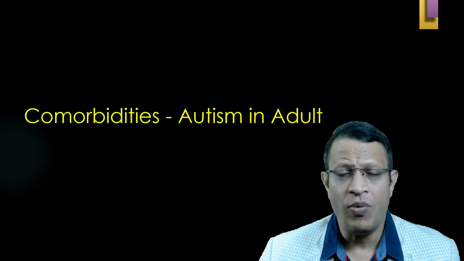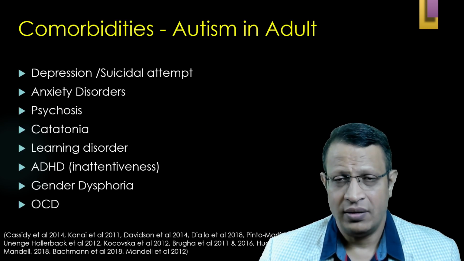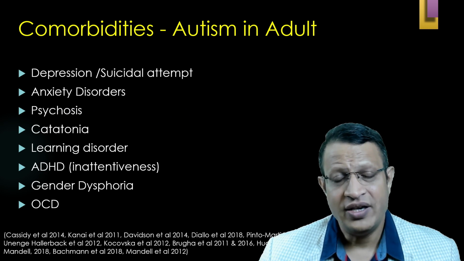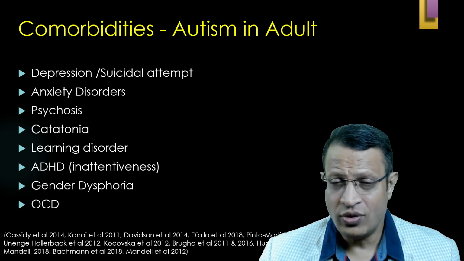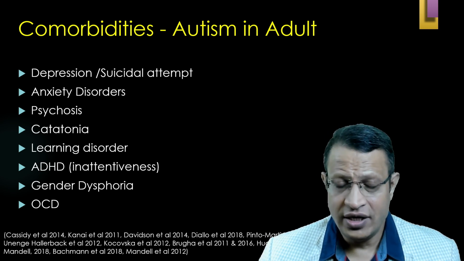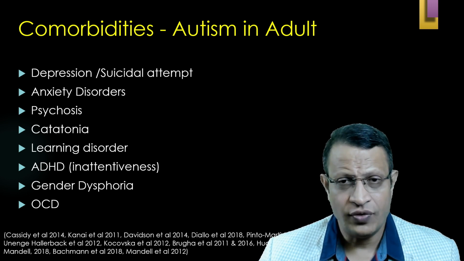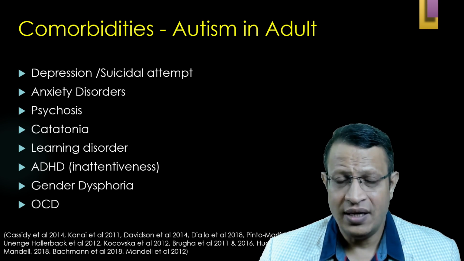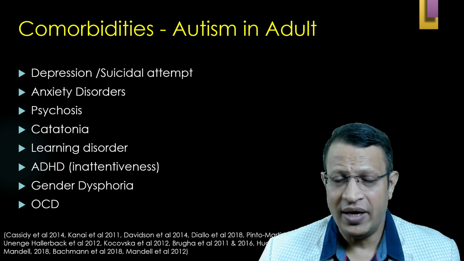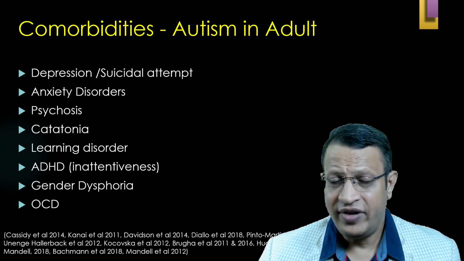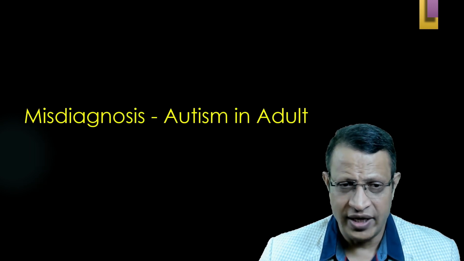Now let's move into comorbidities, especially of autism in adults. The most common diagnoses seen are depression and suicidal attempt, anxiety disorders, psychosis, catatonia, learning disorders (SLD), ADHD, especially inattentive type, gender dysphoria, OCD, and PTSD. Current literature says 50 to 70% of adults with autism will have one or another comorbidity.